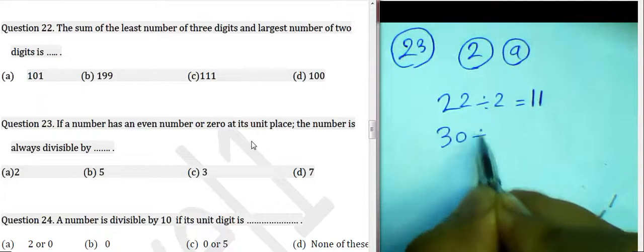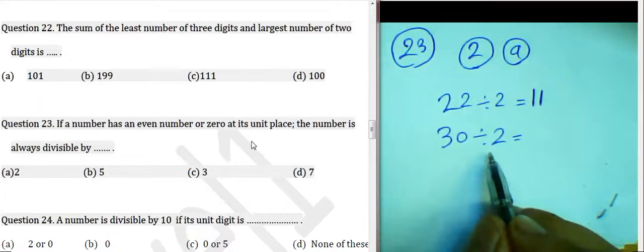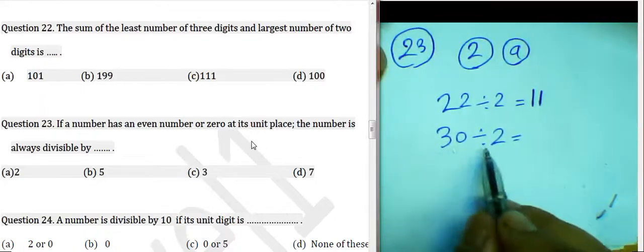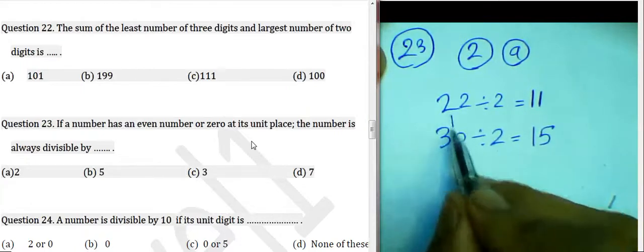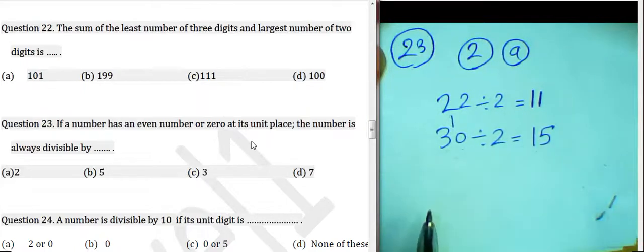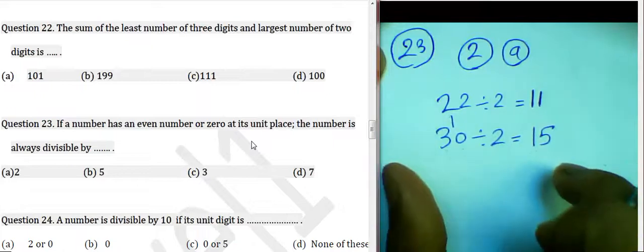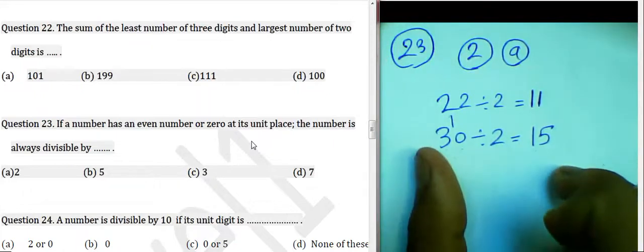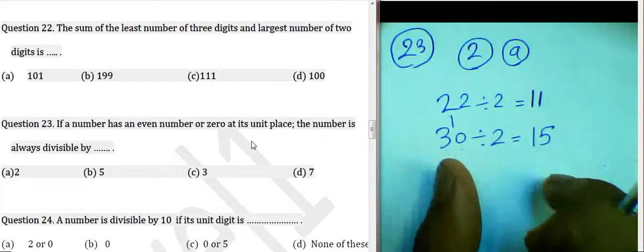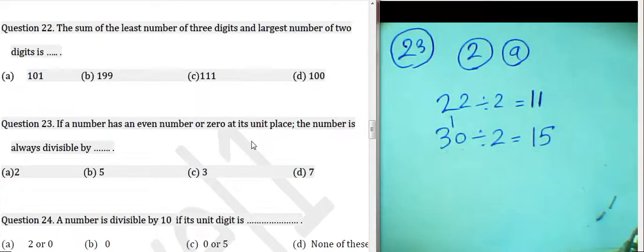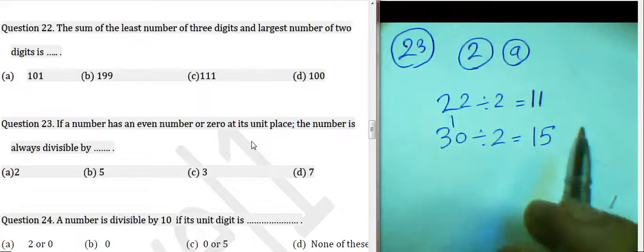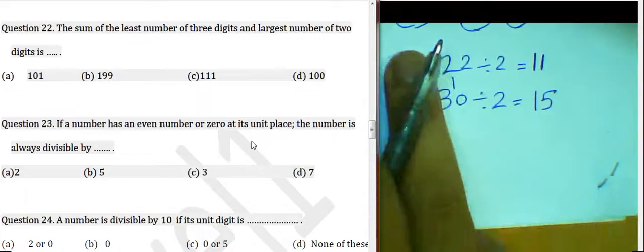And what about 30 divided by 2? 30 divided by 2 equals 15. 3 divided by 2 equals 1 with remainder 1, and 10 divided by 2 equals 5. So it's the rule. You must know this rule in your mind. Question 23 is very important. If a number has an even number or 0 at its unit place, the number is always divisible by 2. We must choose letter A for question 23.